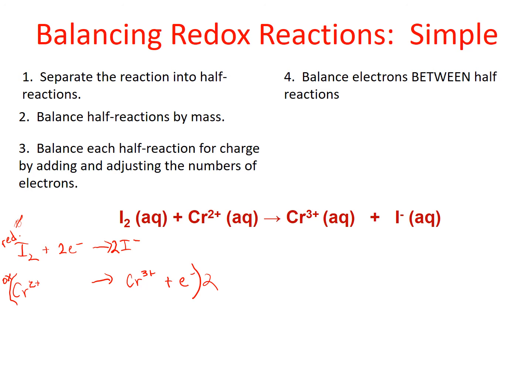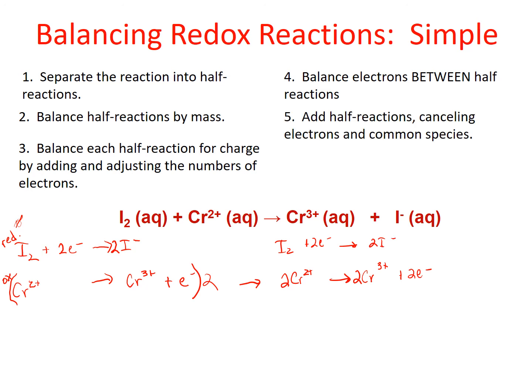So this is going to end up becoming 2 chromium 2+ goes to 2 chromium 3+ plus 2 electrons. And I'm just going to carry over the other half reaction, even though it doesn't need any coefficients multiplied through. We're just going to have that as I2 plus our 2 electrons goes to 2 iodide.